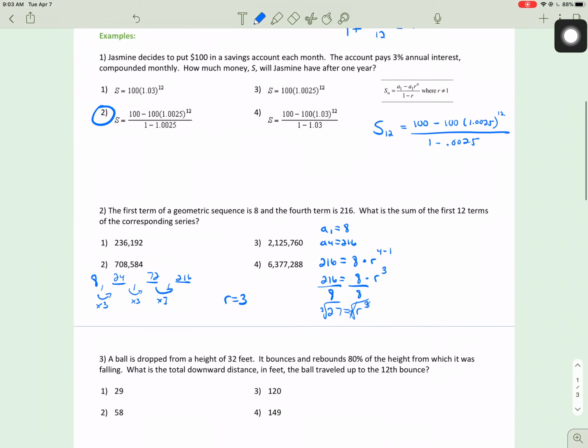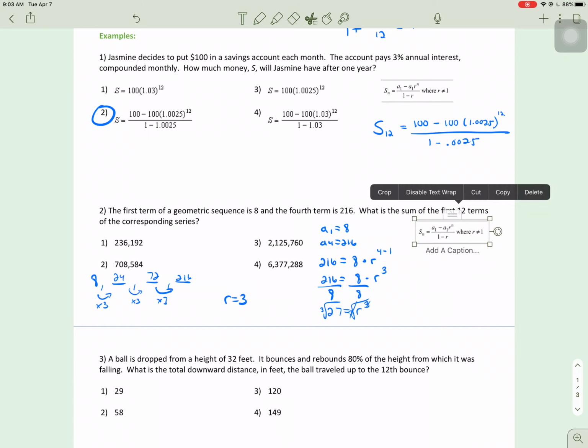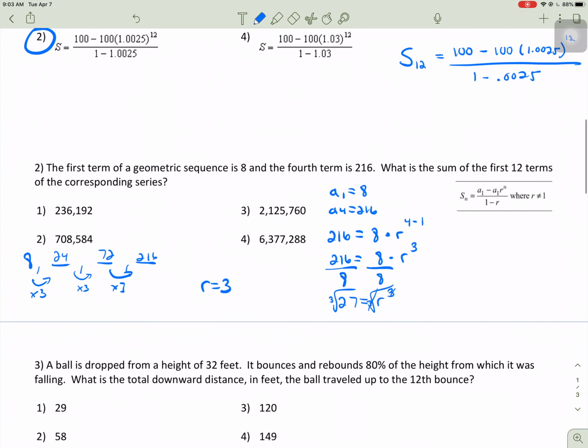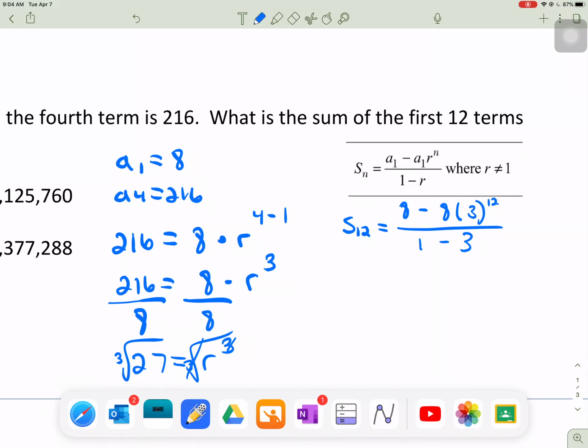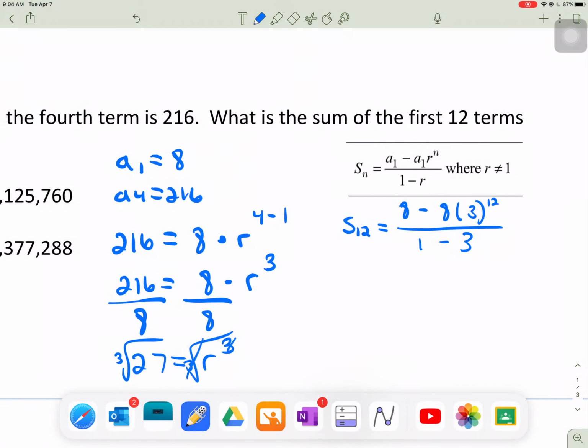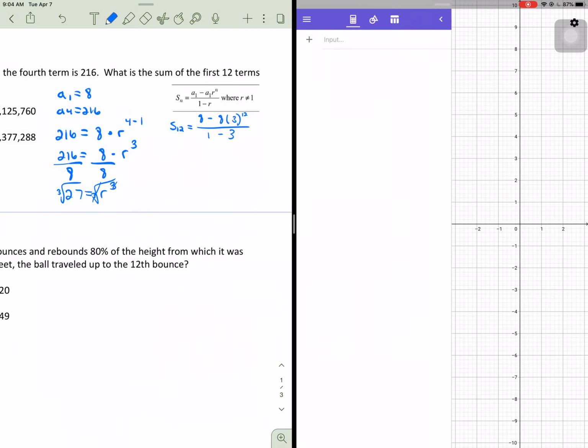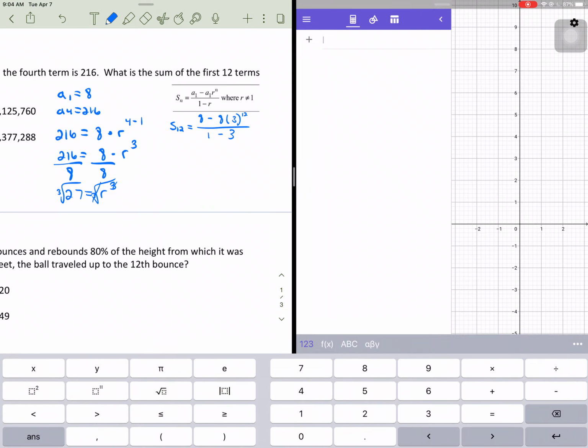So now we're going to go back and plug into our formula to find the sum of the first 12 terms. So S sub 12 equals 8 minus 8 times 3 to the 12th over 1 minus 3. Let's plug that into the calculator. It should be a pretty big number because you're multiplying 8 by 3 many times, 11 more times, and adding all those numbers together.